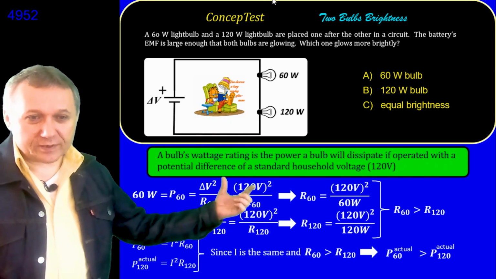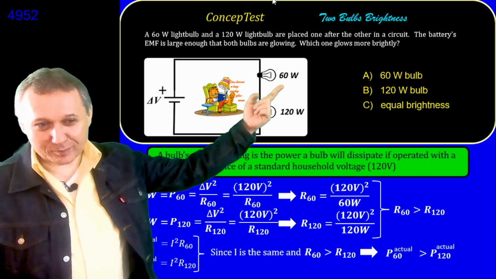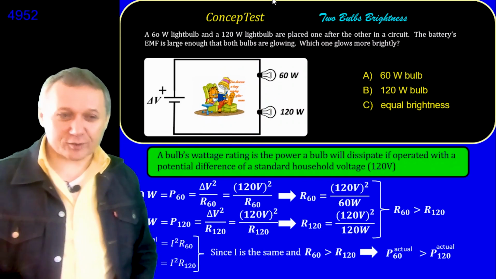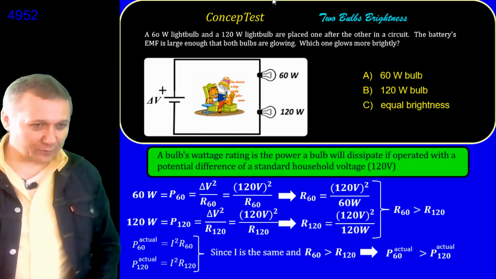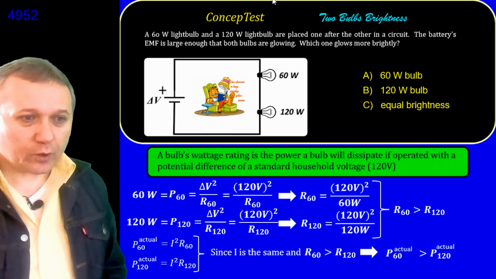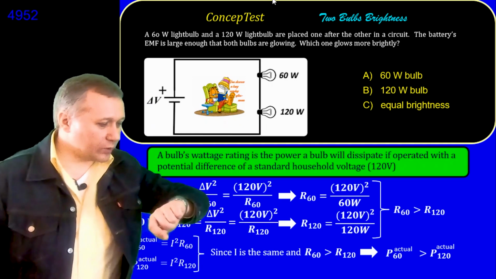Okay, and the major point is to remember that bulbs are produced for the US, and the power of the bulbs is calculated assuming that you use 120 volts potential difference. That's the major trick of this problem. So that's the question which I like.